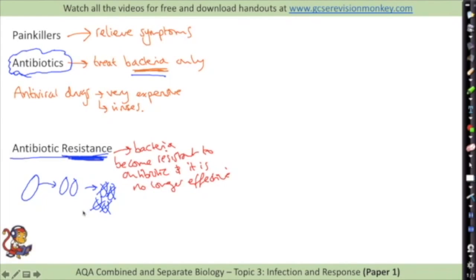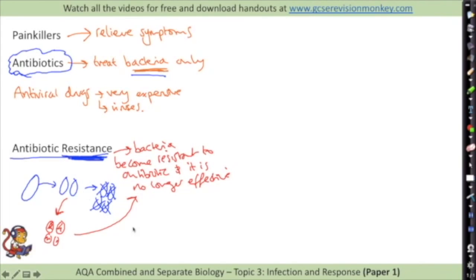And this all comes about through mutation. As this bacteria multiplies, you may get a mutation which randomly causes these bacteria here to be resistant to antibiotics. And that random mutation would cause a resistant population that could not be treated by antibiotics.